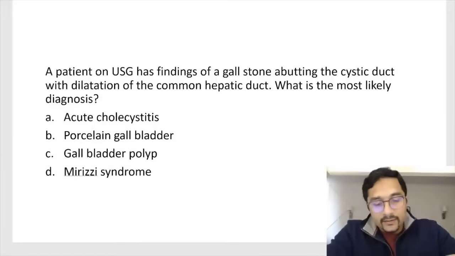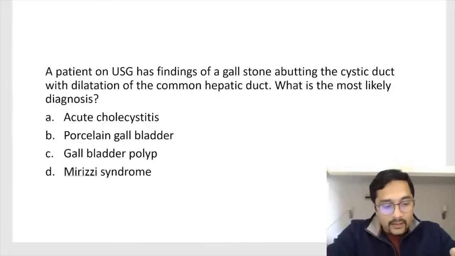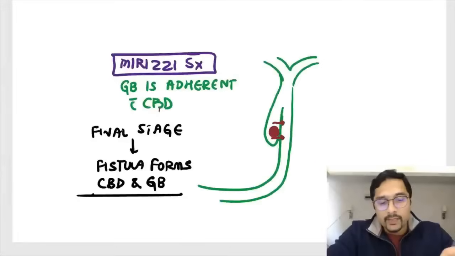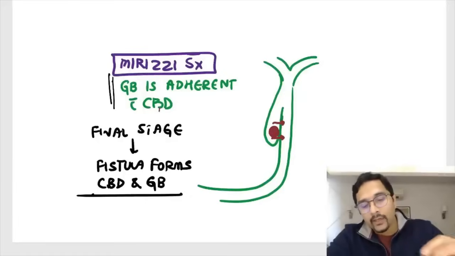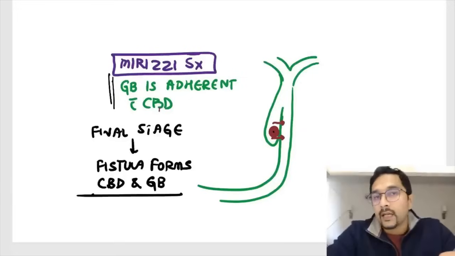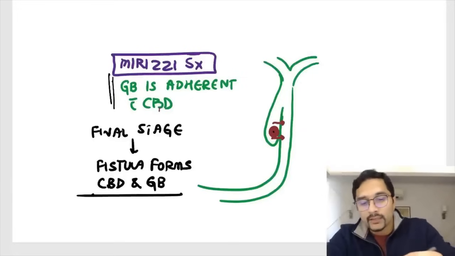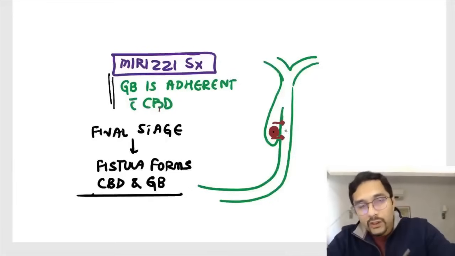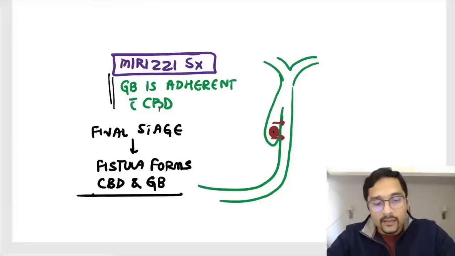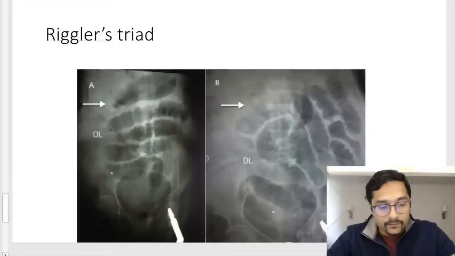A patient has findings of gallstone abutting the cystic duct with dilatation of the common hepatic duct. What is the most likely diagnosis? This you need to understand. This has been asked a couple of times. This is Mirizzi's syndrome. In Mirizzi's syndrome, the gallbladder becomes adherent with the common bile duct, and because it is adherent, this stone pushes against the common bile duct. When the stone pushes against the common bile duct, the common hepatic duct becomes dilated. And finally, a fistula will form between the gallbladder and the common bile duct. This is known as Mirizzi's syndrome.